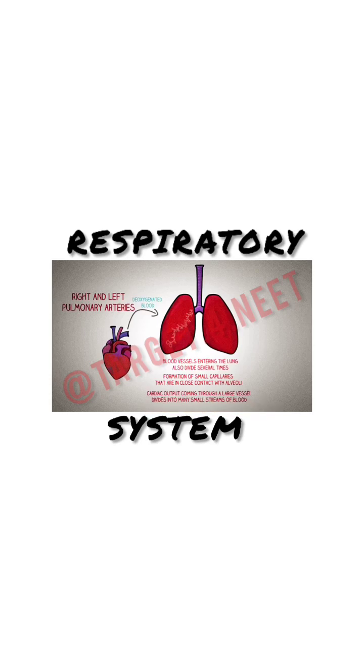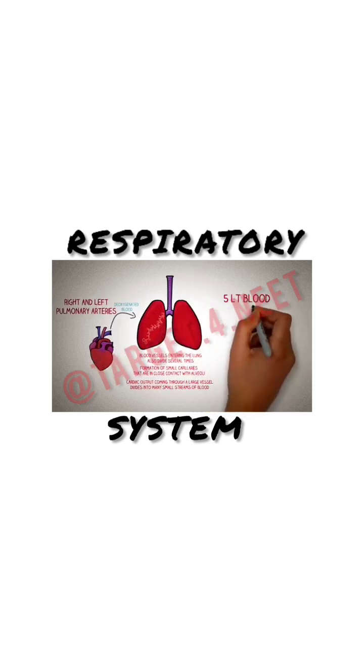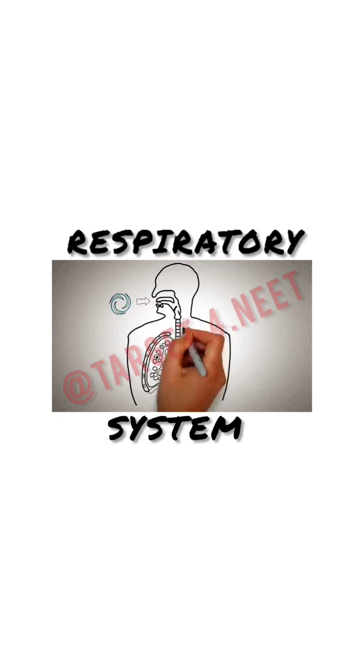with the alveoli. Due to this, the cardiac output that comes in the large vessels divides into many small streams of blood. This leads to exposure of the 5 liters of blood coming through the heart to almost 250 to 300 million alveoli per minute. Due to this, a rapid gaseous exchange happens between the alveolar air and the blood that is exposed to the alveoli. Now let's try to understand how the actual gas transport happens inside a single alveolus.